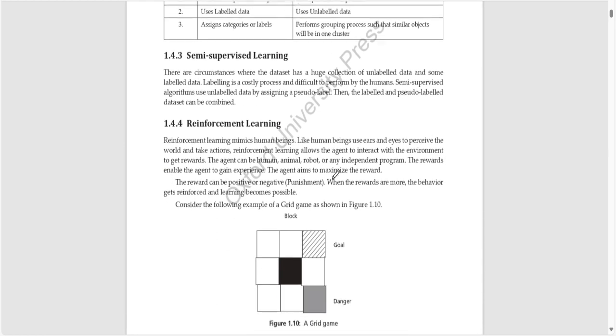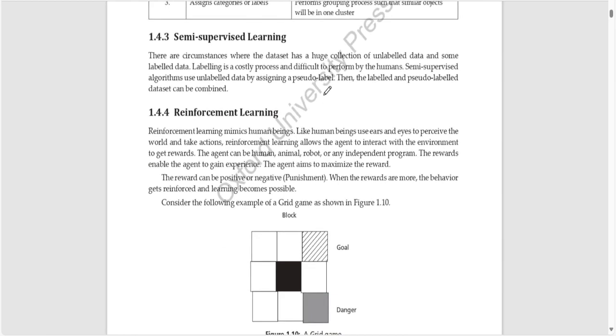Now comes semi-supervised learning. Semi-supervised learning has a huge collection of unlabeled and some labeled data set. Labeling this unlabeled data set is costly and difficult because every data point we have to take and label. So for that reason, the unlabeled data set will be converted into pseudo labels, and then the learning will happen. This is what happens in semi-supervised learning.